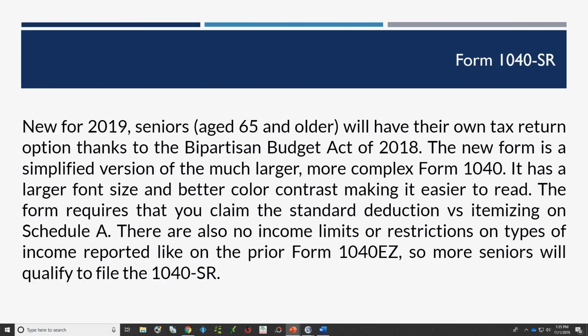The IRS has launched a new form. It's called Form 1040-SR, and that's for senior citizens, so age 65 and older. This is part of the Bipartisan Budget Act of 2018. The new form is a simplified version of the 1040, very similar to what we used to have with the 1040-EZ. However, there's no income limits or restrictions on types of income like we saw with the 1040-EZ.